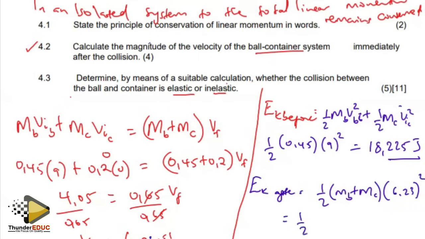Okay, so that's going to be a half. Mass of the ball was 0.45, but we saw the combined mass, which we said is 0.65, multiplied by 6.2 squared. I'm getting 12.49. Remember, this was 18.225. This is 12.49. So just by looking at this, I can already see that the kinetic energies are not the same.